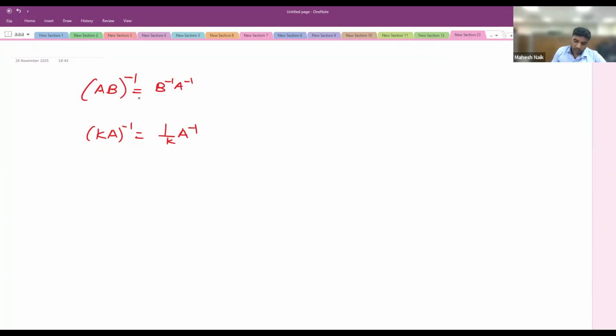Okay, so based on this information, let us think about if A and B are invertible matrices.